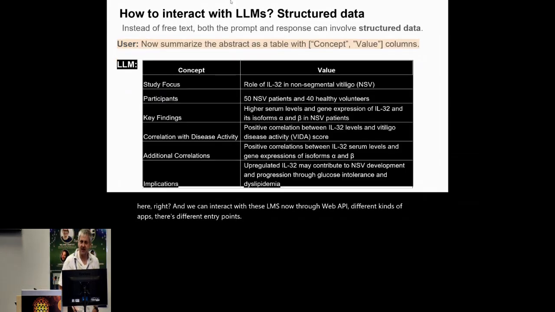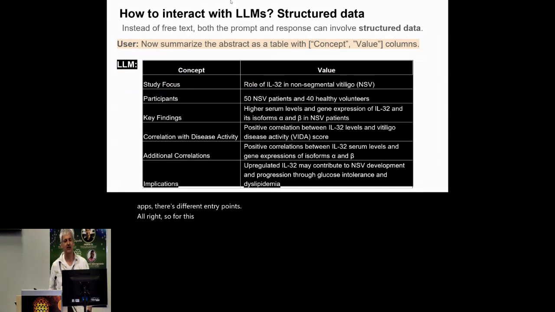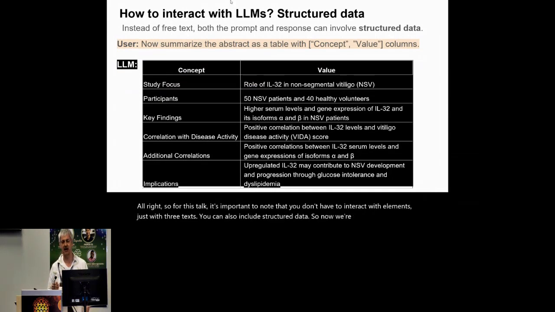All right, so for this talk, it's important to note that you don't have to interact with LLMs just with free text. You can also include structured data. So now we're asking the LLM to summarize that abstract as a table with 2 columns, concept and value. It's inferred some concepts that it identified in this text, and then provided values from that abstract. It's all correct here. You could go one step further to try to standardize the concepts from some controlled vocabulary, and perhaps similarly with the values, right? Especially if they're numeric, you could do things about units.